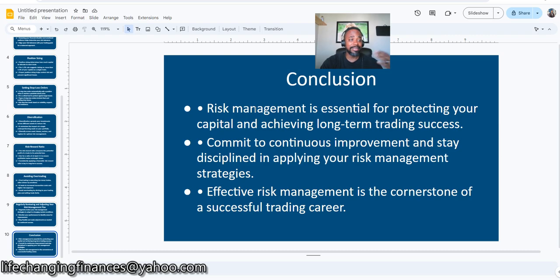Now, to conclude with this section, risk management is essential for protecting your capital and achieving long term trading success. Commit to continuous improvement and stay disciplined in applying your risk management strategies. Effective risk management is the cornerstone of a successful trading career.